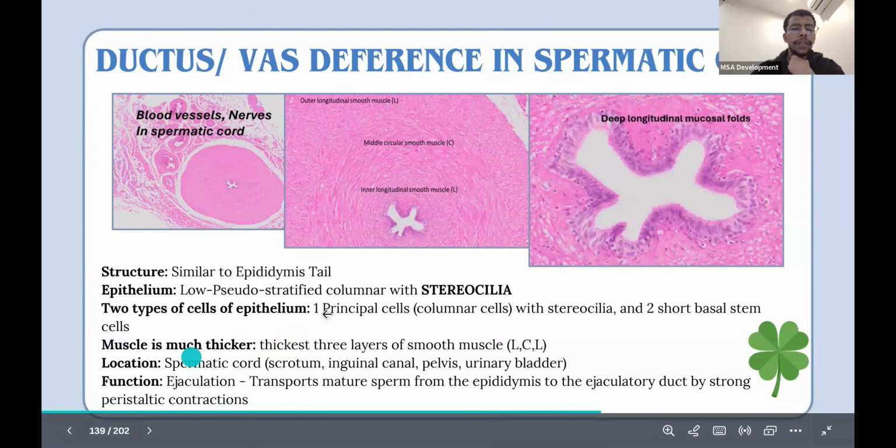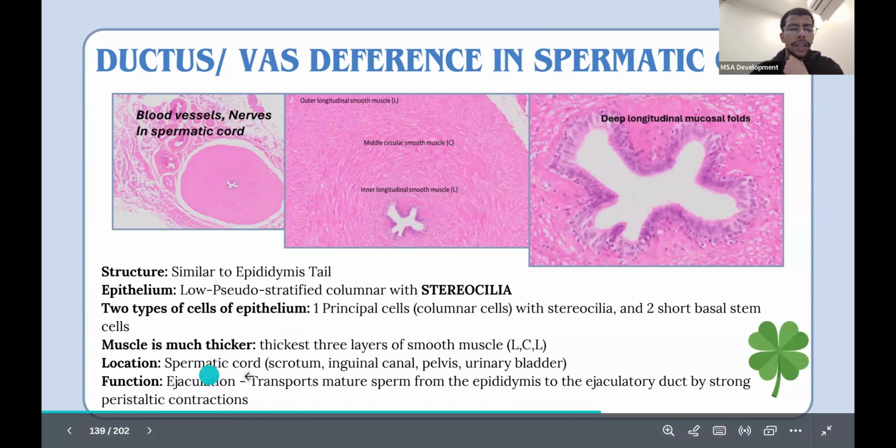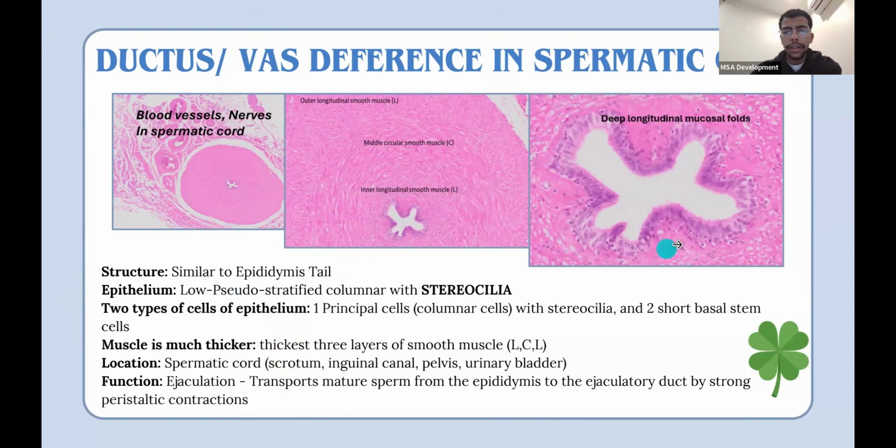Okay. Now, why do we need the muscles? Because in order for us to transport the sperm, we need what? Peristalsis. Okay. And where can we find it? It's in the spermatic cord. I think that's it.